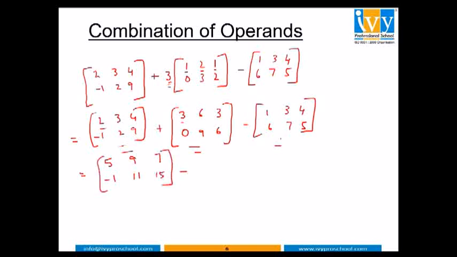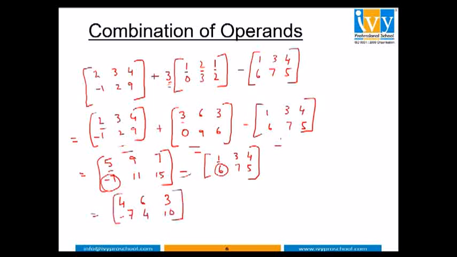This will be subtracted by this 7, 5. So this will result in 5 minus 1 this time, which is equal to 4, 9 minus 3, which is equal to 6, 7 minus 4, 3, minus 1 minus 1 minus 6 will be equal to minus 7, and 11 minus 7, 4, 15 minus 5, 10. So that will be a combination of operands.